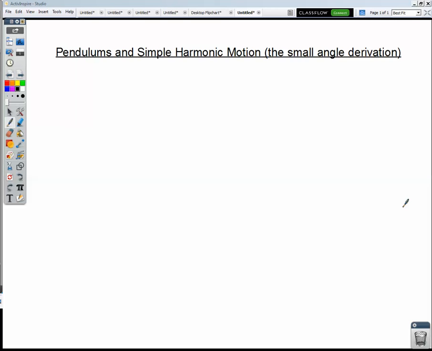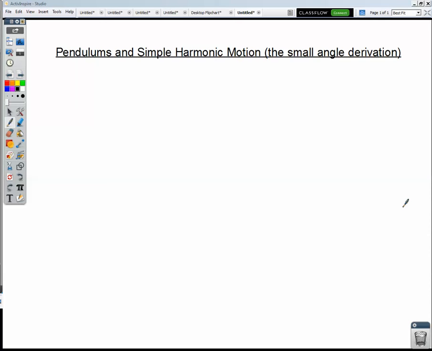Howdy! In this video we're going to look at pendulums in simple harmonic motion. And while pendulum motion is not true harmonic motion, it is very approximately harmonic motion for small angles of theta, where we start the pendulum at small angles of displacement. Then it's very, very close to simple harmonic motion.